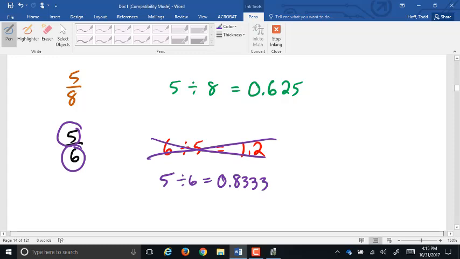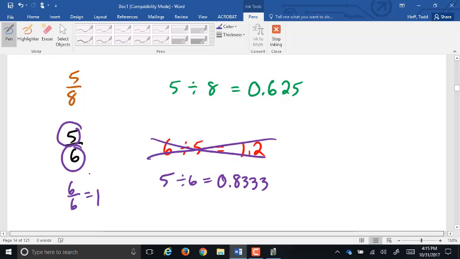Second, is 5/6 bigger than 1 or smaller than 1? It is smaller than 1. 6/6 would equal 1, so 5/6 is smaller than that.